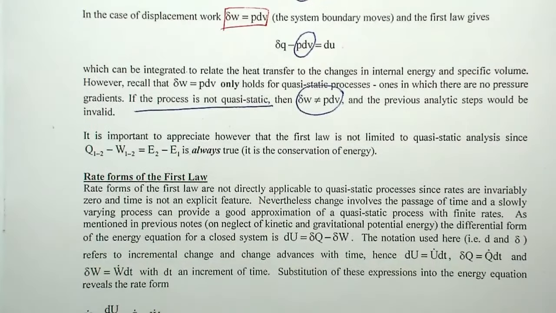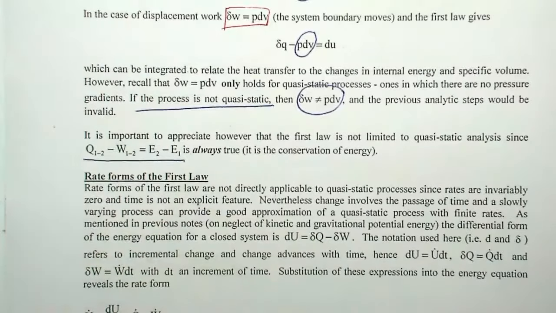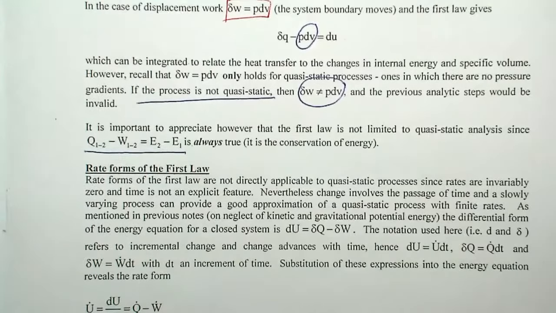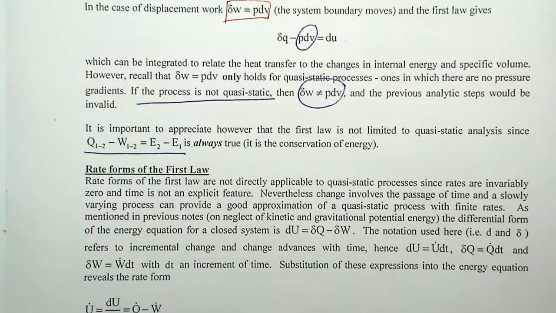However, that equation which we've seen so far, again, let's just be clear, that first law equation, Q minus W equals E2 minus E1, is applicable to any type of problem, regardless of whether it's quasi-static or not. And that's why this is a more generic form of the equation, and it essentially re-emphasizes the conservation of energy.